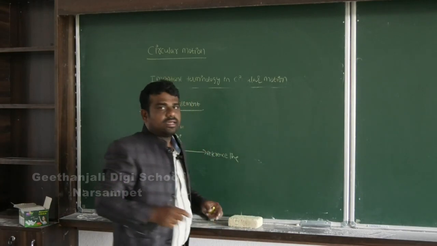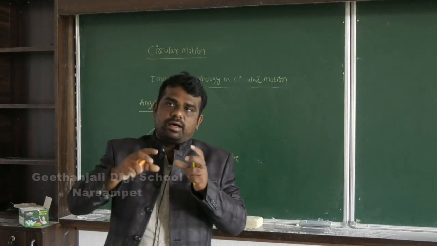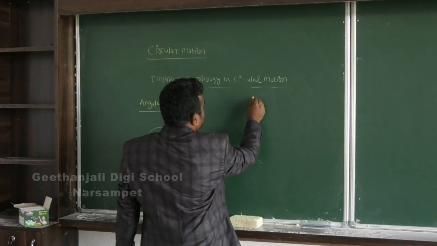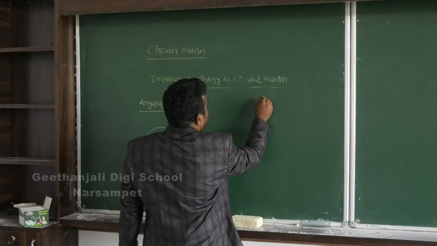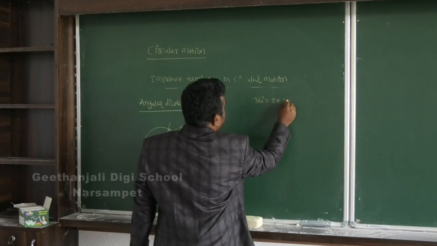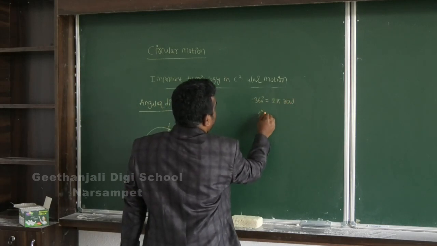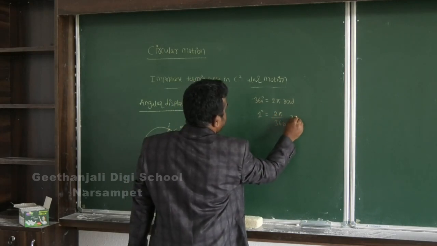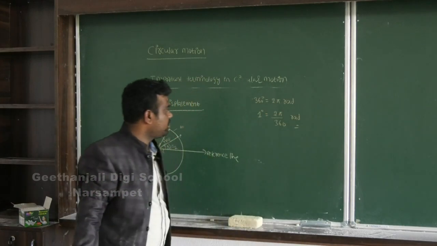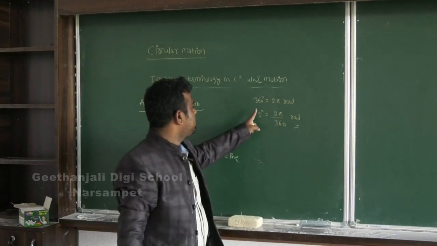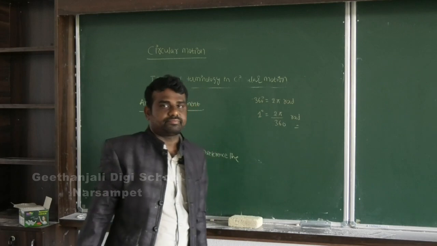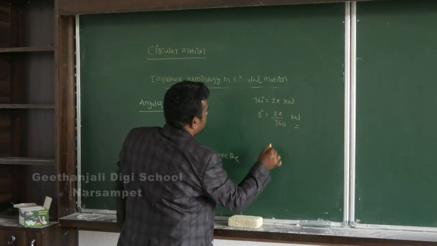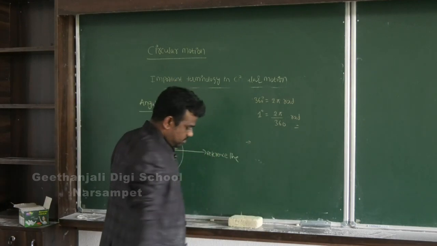So now I can find the relation between radian to degree and degree to radian. 360 degree equals 2 pi radian. From this, 1 degree is equal to 2 pi by 360 radian. We can use this relation to change the units from degree to radian, right? Yes.